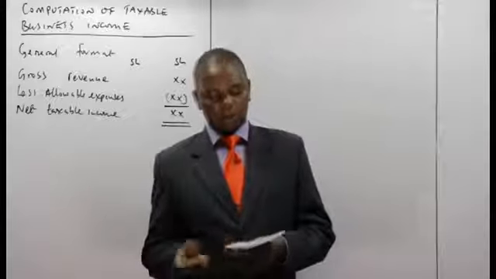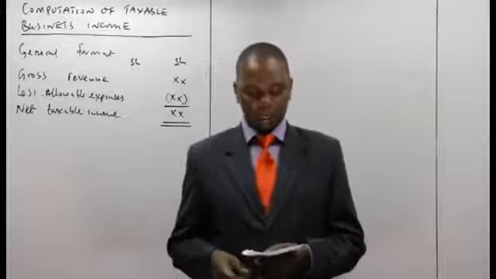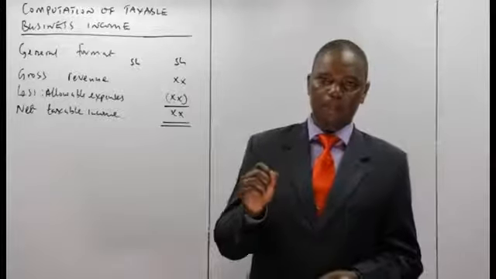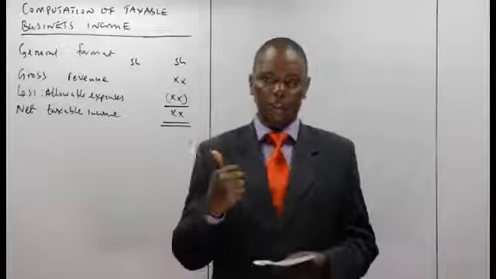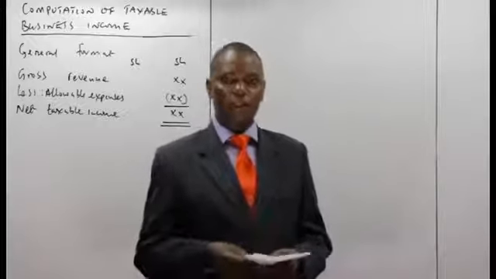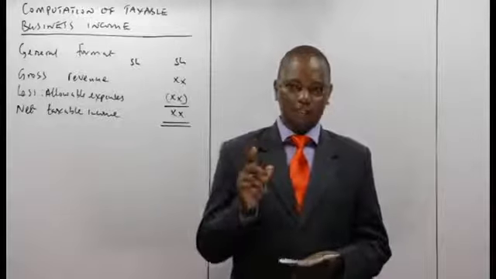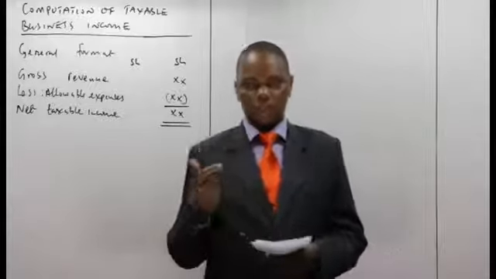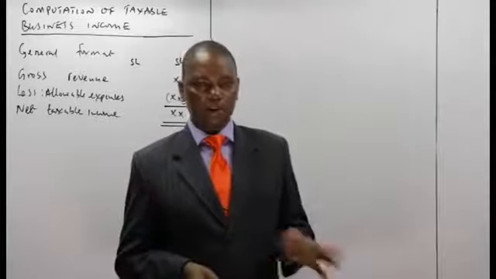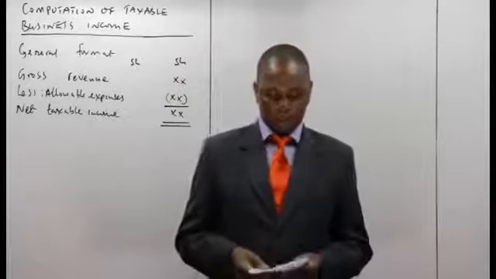Then on our list, number 21 is a realized foreign exchange loss. A realized foreign exchange loss is allowable. The key thing here is to note the word realized. A realized exchange loss is what is allowable. If not realized, then it is not allowable.